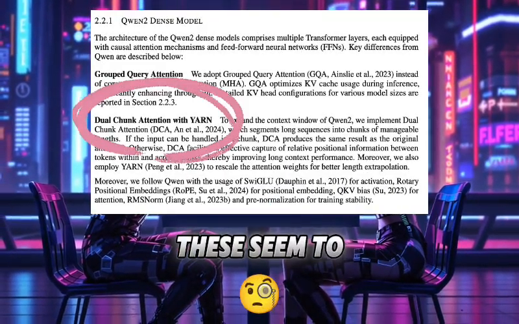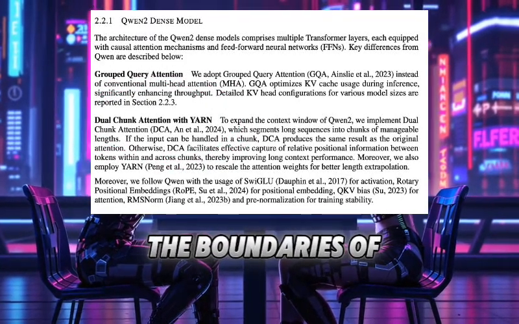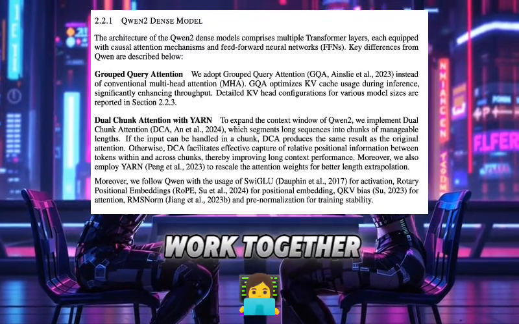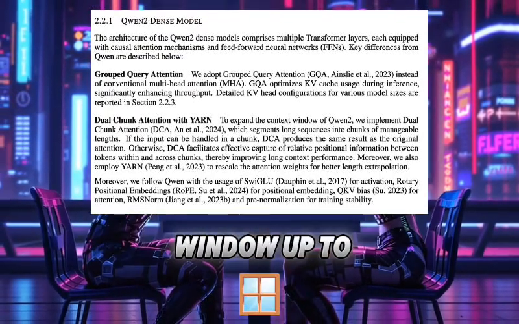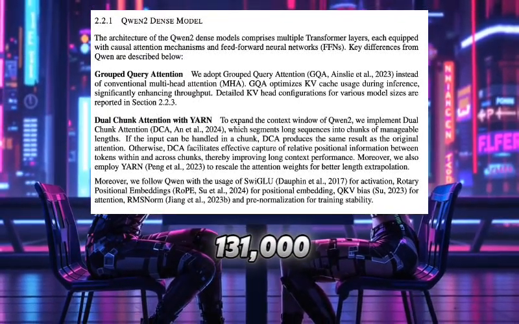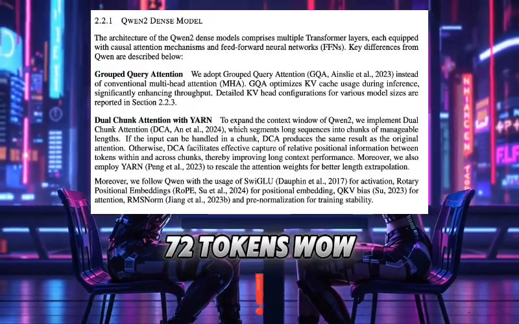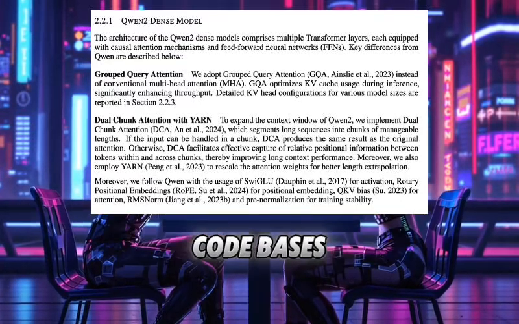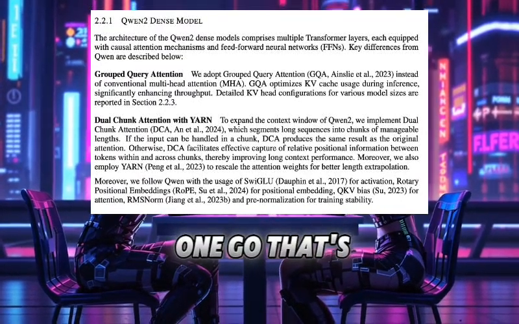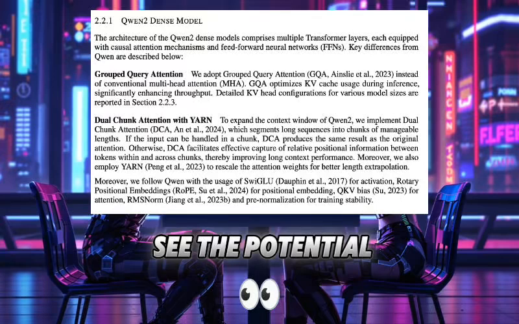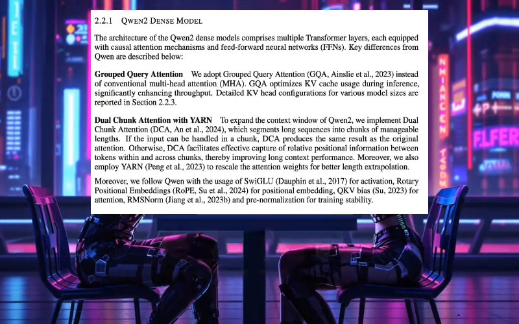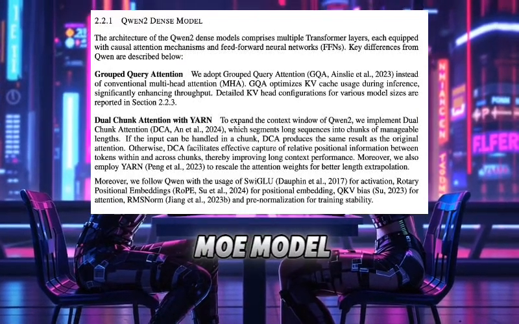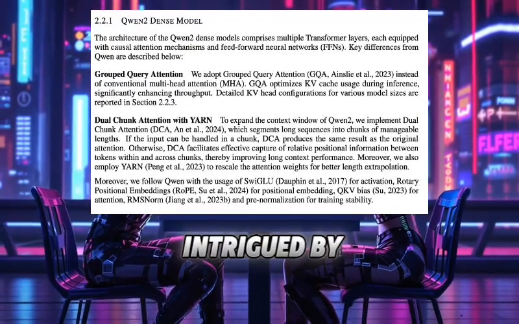Yeah, these seem to be all about pushing the boundaries of context length. You got it. DCA and Yarn work together, extending Qwen2's context window up to 131,072 tokens. Wow, that's a lot. Yeah, processing whole books, research papers, code bases, all in one go. That's insane. I can already see the potential applications for research and development. Okay, next up, we've got the mixture of experts, or MOE model. Right. I'm always intrigued by this approach.